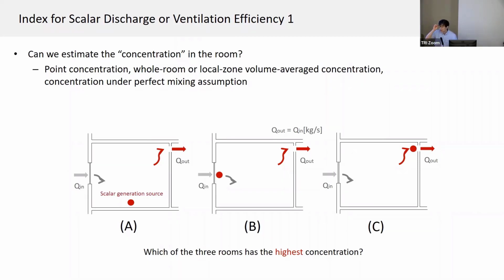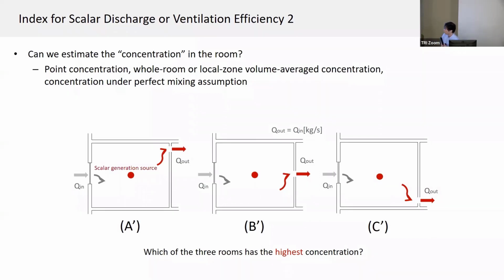Okay, let's take a look at this slide. You can see three room conditions with the same air volume, the same ventilation systems, and the same airflow rate. But the only difference between these three rooms is the location of the scalar generation source, the pollutant generation source. My question is, which of the three rooms has the highest concentration? It's not so easy for us to directly answer this question.